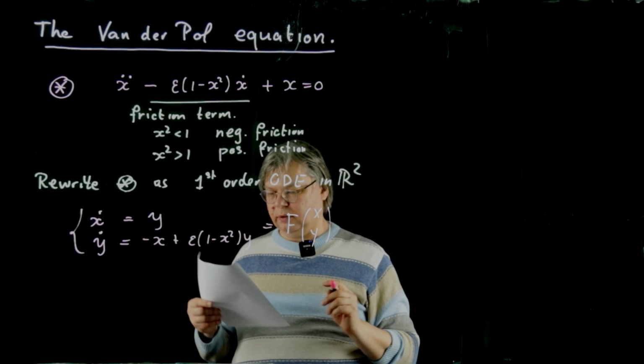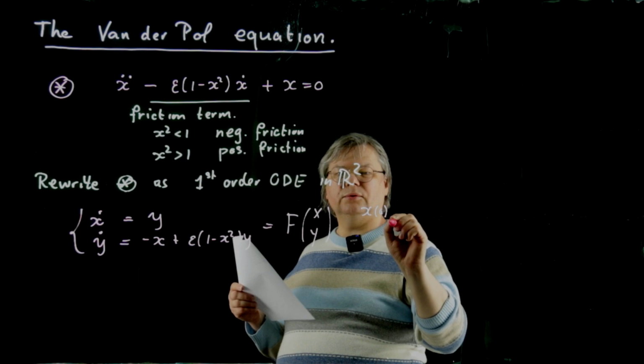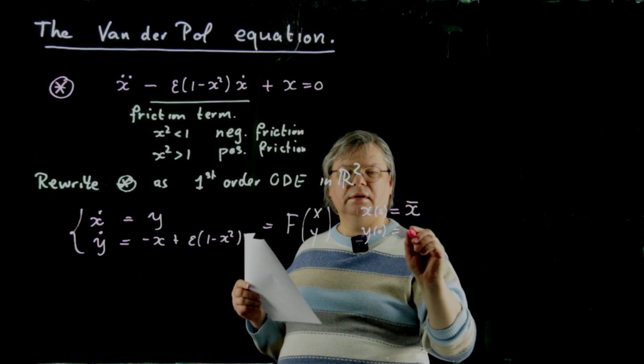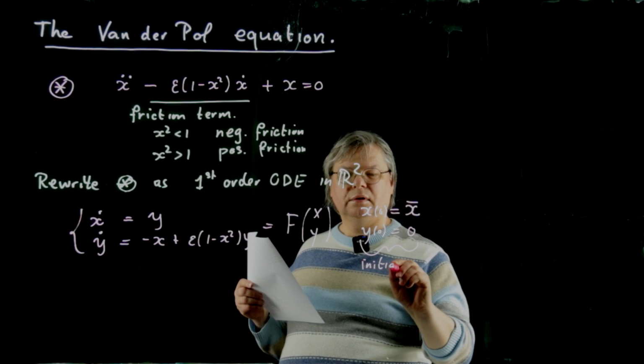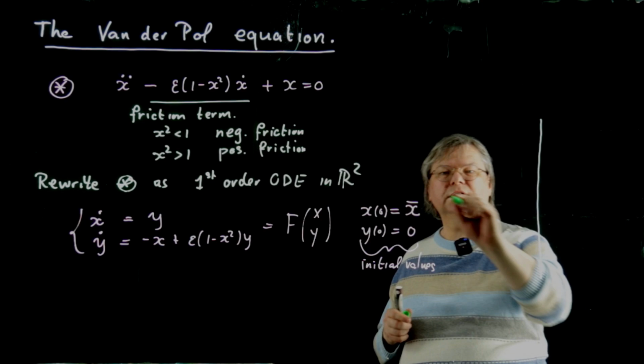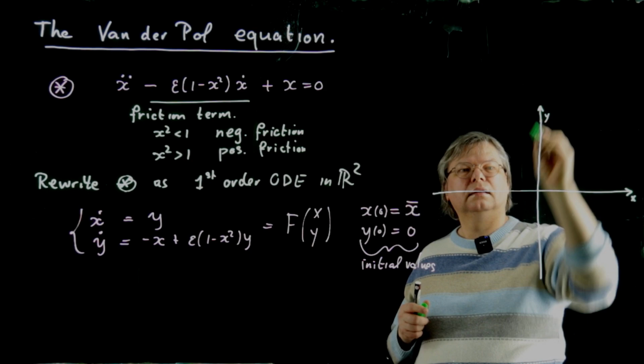And also assume that at x 0, so at time 0, we have an initial value that I want to denote as x bar. And y 0 is simply 0. So these are initial values. Okay, so maybe here on the right I can squeeze in the phase portrait. So here's x, here is y, and so there is obviously a stationary point.